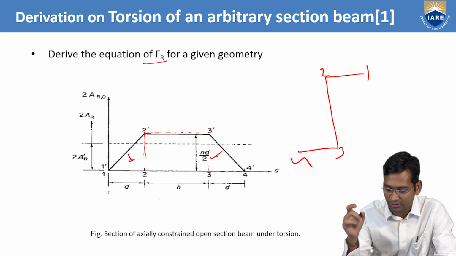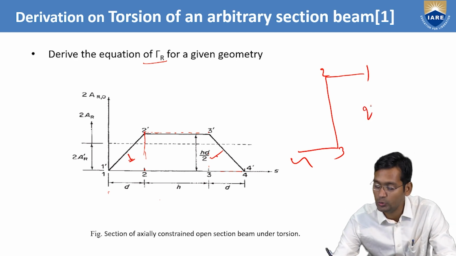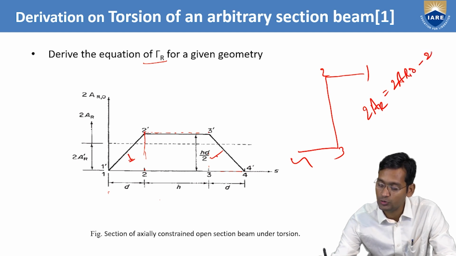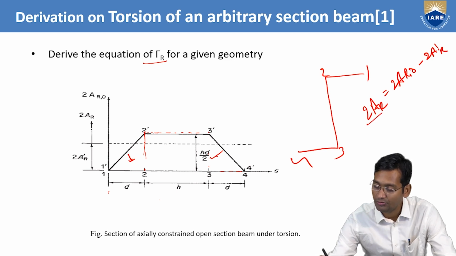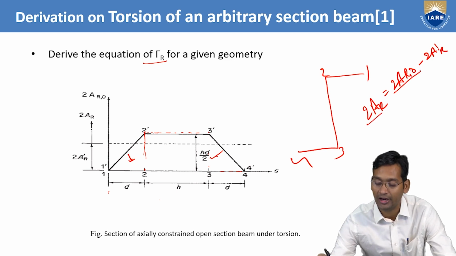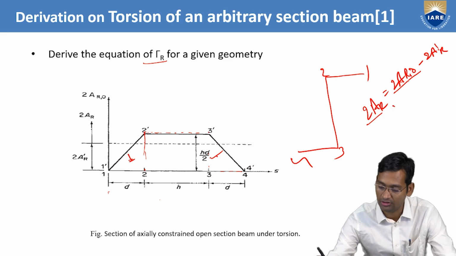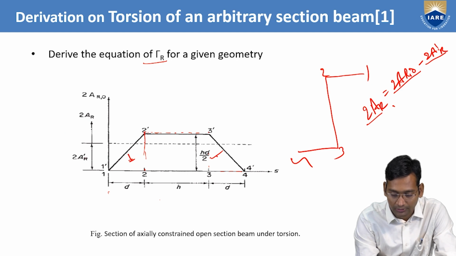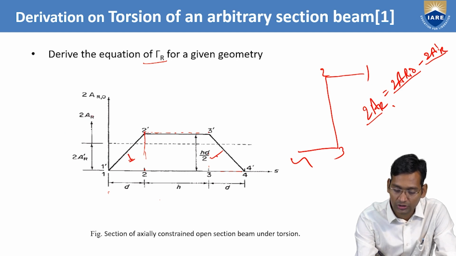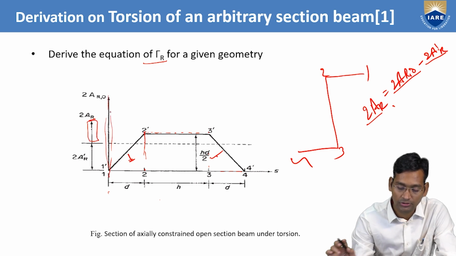Now let's see what was there. We had seen that 2ar equals 2a r naught minus 2a dash r. So for finding 2ar, we take 2ar naught from this figure and subtract 2ar dash. That is given here as 2ar. So this value is your 2ar.